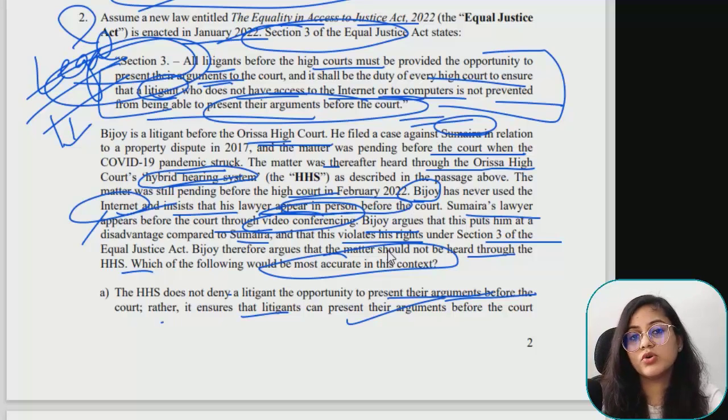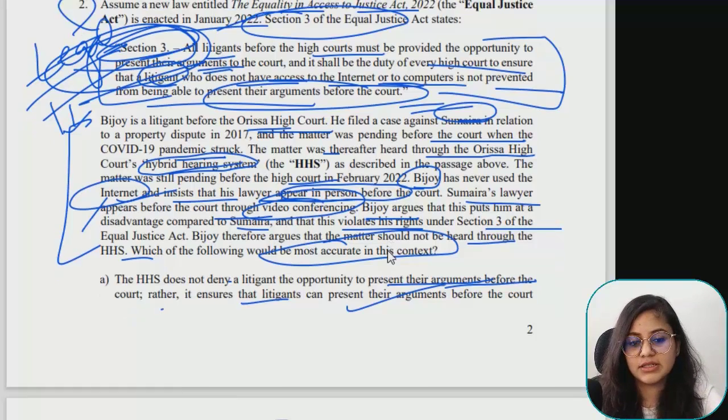So here you are seeing how we are coming to the answer, we are just sticking to the law. Section 3 जो कहता है हम उसके basis पे decide कर रहे हैं, we are deciding on the basis of this only and obviously the passage and the facts.